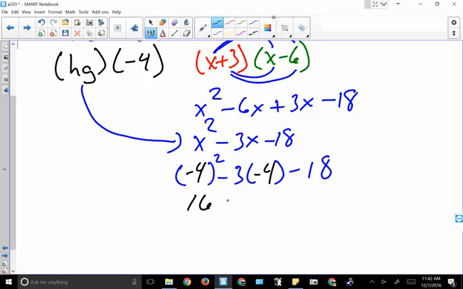Here, 12. There, 18. So if I go and add all these together, that gives me 28 minus 18, so I end up with 10.